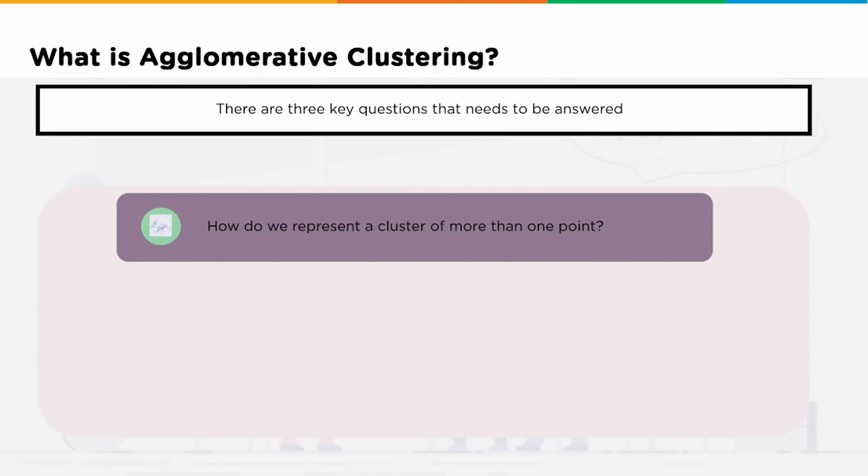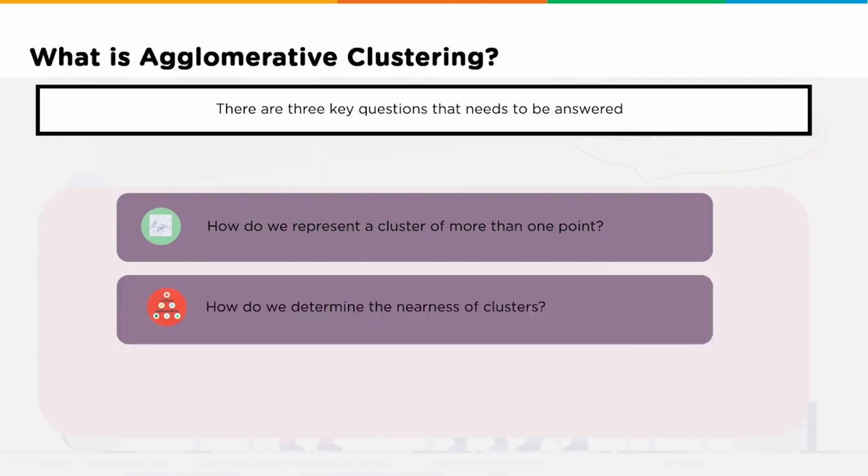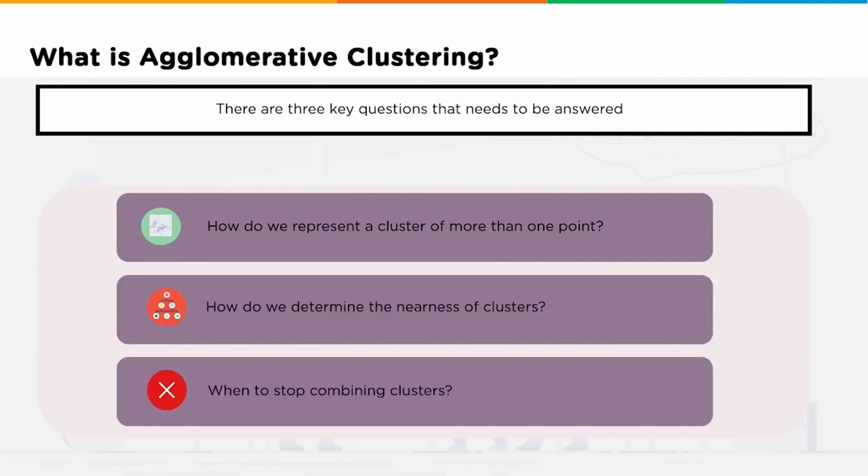We're actually going to have three key questions that are going to be answered here. How do we represent a cluster of more than one point? We want to look at what it looks like mathematically and geometrically. How do we determine the nearness of clusters? When to stop combining clusters? It's always important to have your computer script, or whatever you're working on, have a termination point so it's not going on eternally. We've all done that if you do any kind of computer programming or script writing.